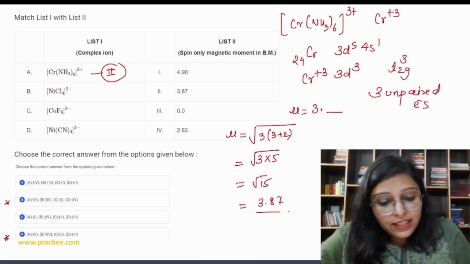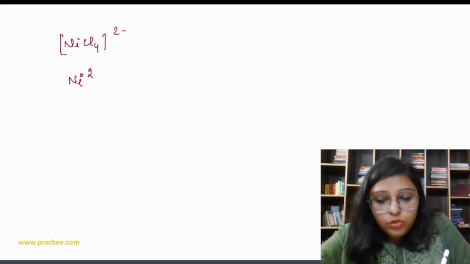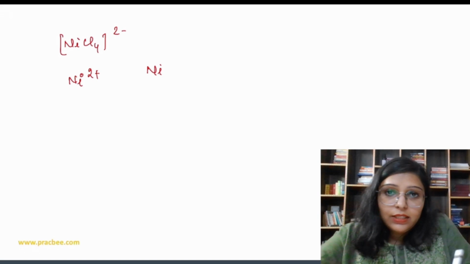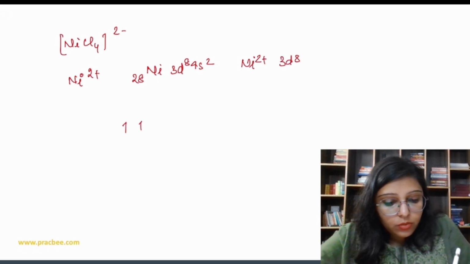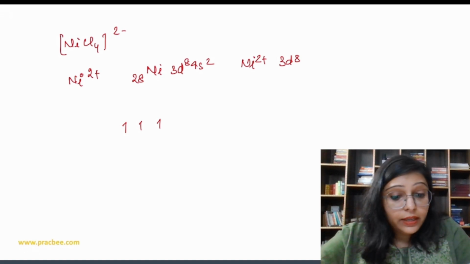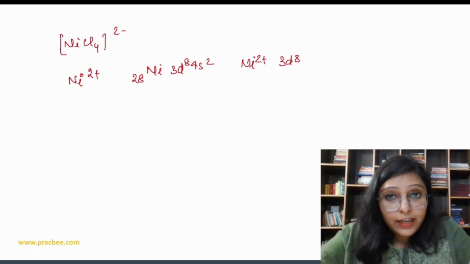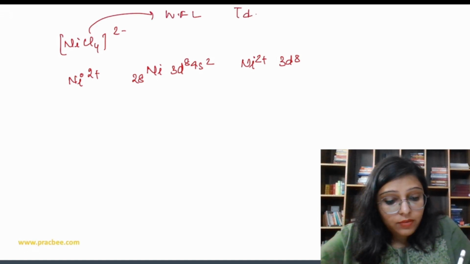So we have NiCl4 2 minus. So this is Ni 2 positive. Nickel is 28, 3d8 4s2. Now Ni2 plus is going to be 3d8. So 1 2 3. It's a tetrahedral, right? Because it's a weak field ligand. So it's a tetrahedral. So here we write E2 and T2.